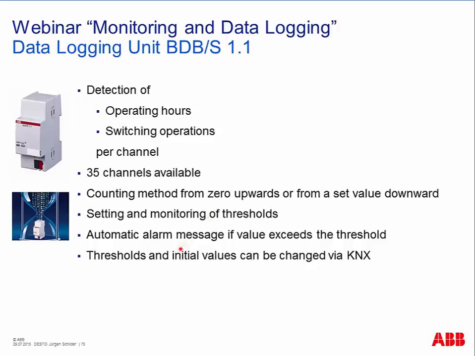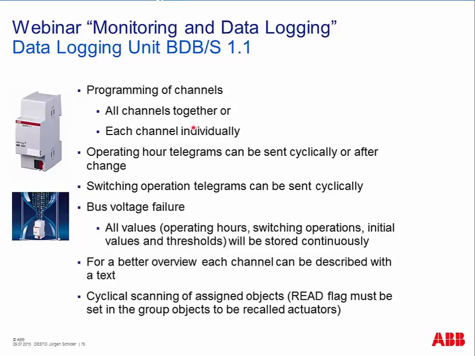A very nice feature is that we can change these thresholds or our initial values by sending a KNX telegram. So in the ETS we set some default values and do the download via the ETS, but later during normal operation we can change our thresholds by sending a 4-byte value per channel individually. So the ETS allows programming all 35 channels together or individually. This is one of the first questions. When you use this parameter, then we can change all our 35 channels individually.